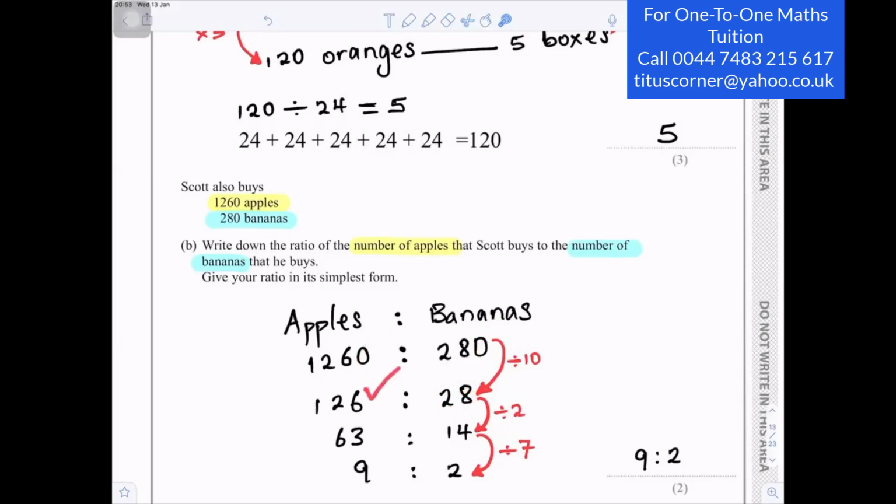Now this is an even number on the left, even number on the right. So you can simplify by dividing by 2. Half of 126 is 63. Half of 28 is 14. So 14 and 63 are in the 7 times table. 14 divided by 7 is 2. 63 divided by 7 is 9. So the simplest ratio is 9:2.